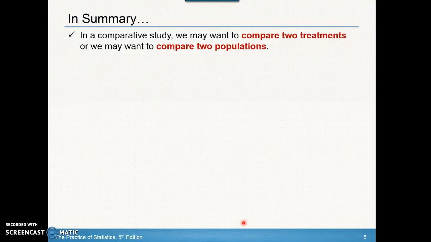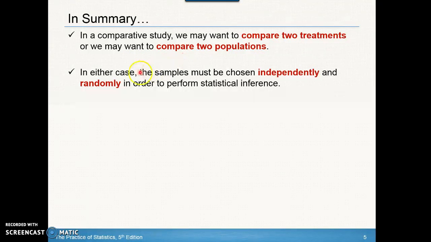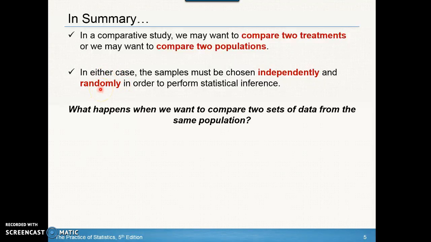Just a summary to pull everything together. In a comparative study, we may want to compare two treatments, or we may want to compare two populations. In either case, the samples must be chosen independently and randomly in order to perform statistical inference. So these are separate. When we're comparing two different treatments, that's two different populations or two different things. If we're comparing two different populations, those are two independent populations, and that would be a two-sample test.